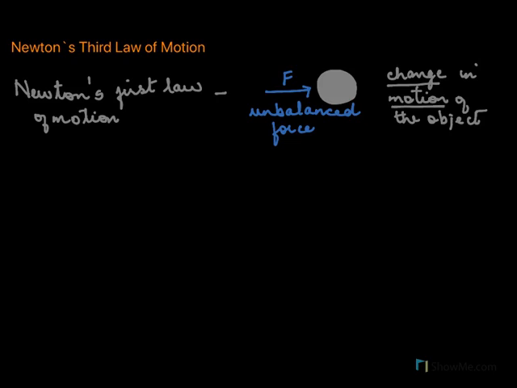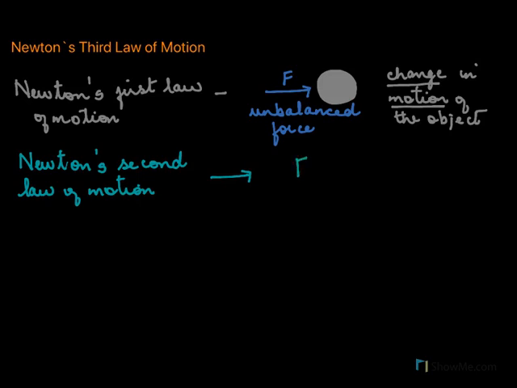Now Newton's second law gives us the magnitude of this force, and it says F equal to m into a. This force produces a change in motion, a change in velocity, which means an acceleration. The force produces an acceleration, and the magnitude of this force can be found out by the expression F equal to m into a.